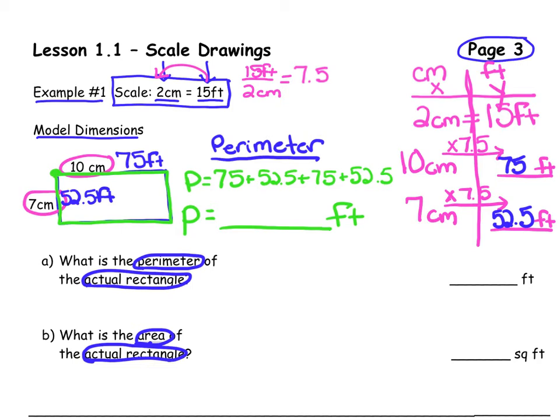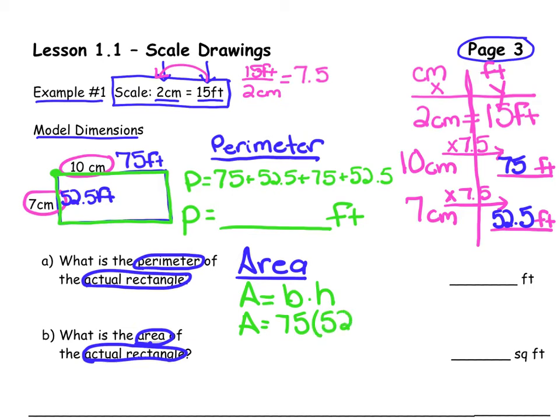For area, you're going to use the actual dimensions and plug them into the formula area equals base times height. In this case, the base length is 75 feet, and you need to multiply it by 52.5 feet. Take a moment and calculate the area. And remember, area is measured in feet squared or square feet.